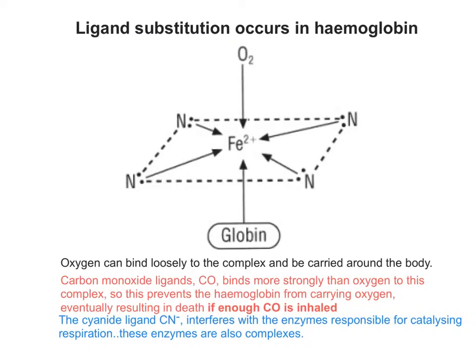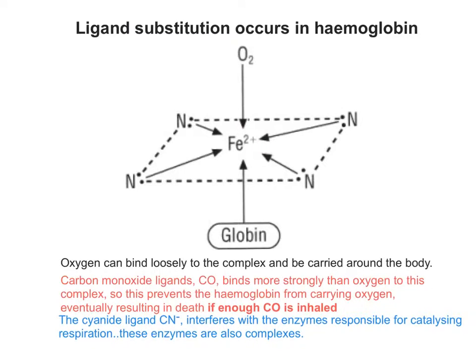And on another note, the cyanide ligand interferes with the enzymes responsible for catalyzing respiration in a similar way. These enzymes are also complexes. So the cyanide ligand can form coordinate bonds with central metal ions in the enzymes that catalyze respiration, and in doing so interfere with respiration.